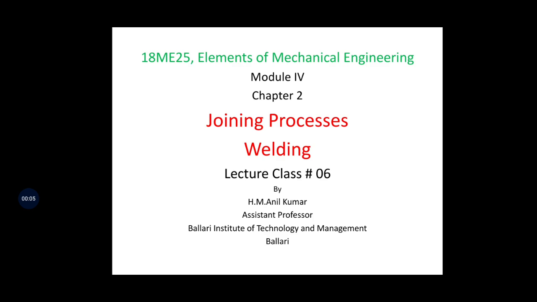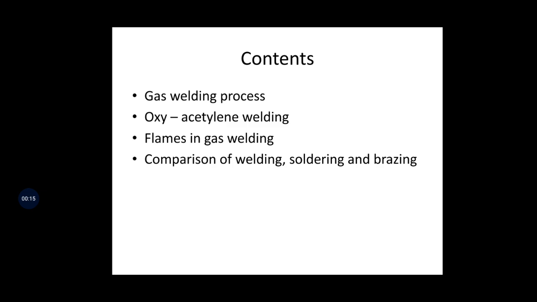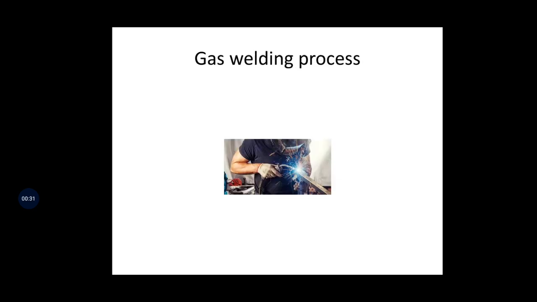In module 4, chapter 2, joining process, the topic we are discussing is welding. This is the last lecture class in the welding chapter 2. In this lecture class, we are going to discuss the gas welding process, oxy-acetylene welding, and flames in gas welding. What are the three different types of flames we get in gas welding, and the comparison between welding, soldering, brazing. This is a very important question. Give the comparison; they may even ask for 8 marks.